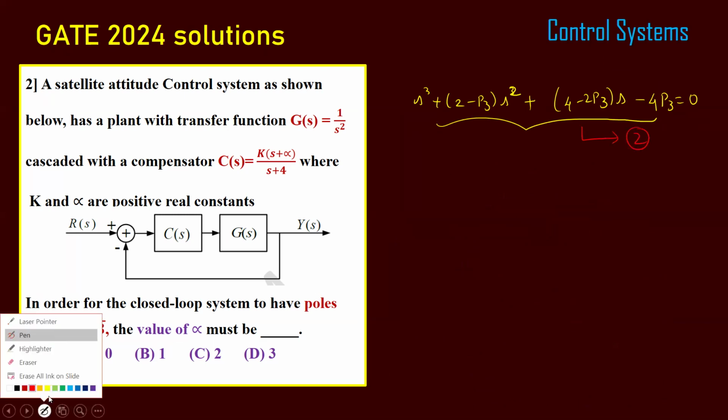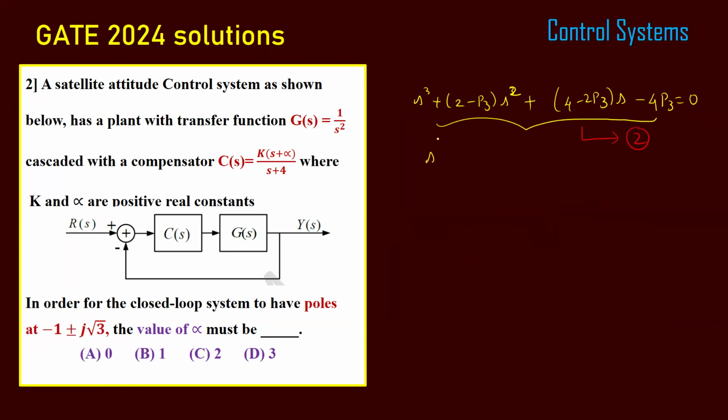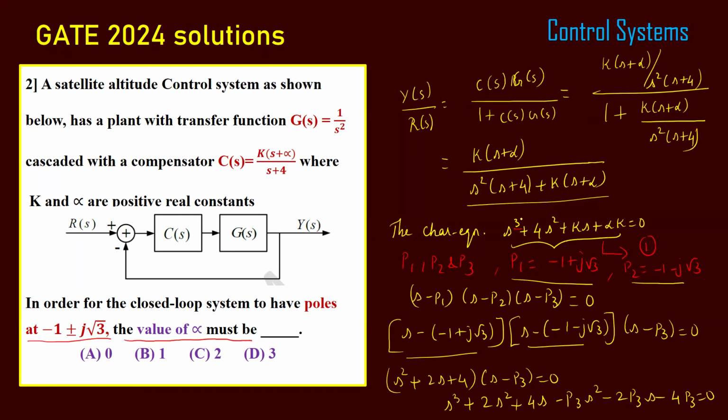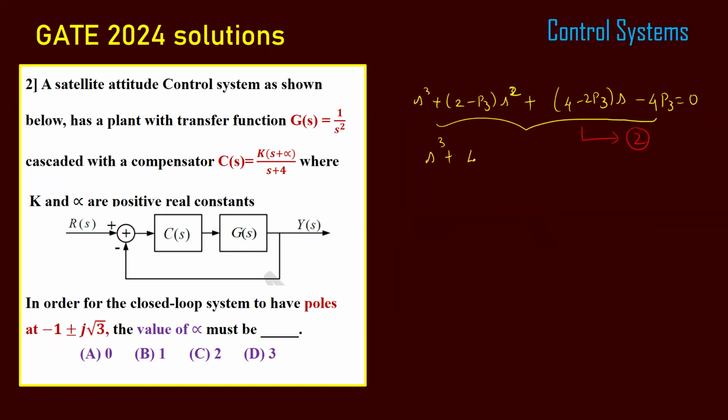Here I am writing again. The first equation we have found out from the characteristic equation as S cube plus 4S square plus KS plus alpha K. So this is the first equation. Now comparing 1 and 2. What are the S square coefficients? 4 and 2 minus P3.